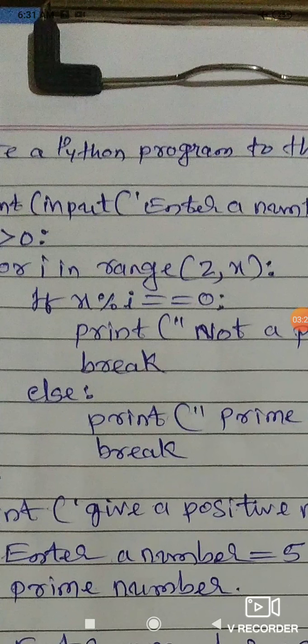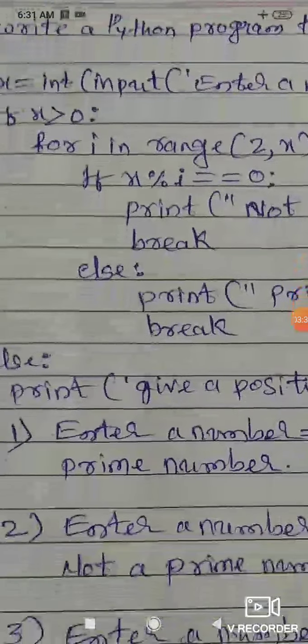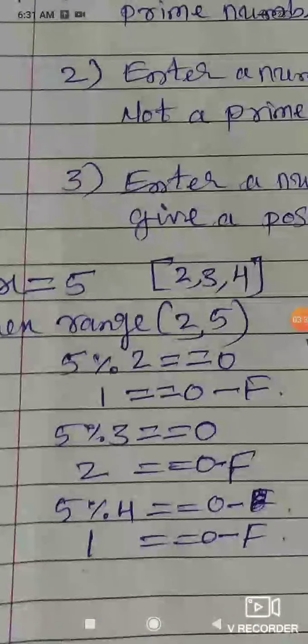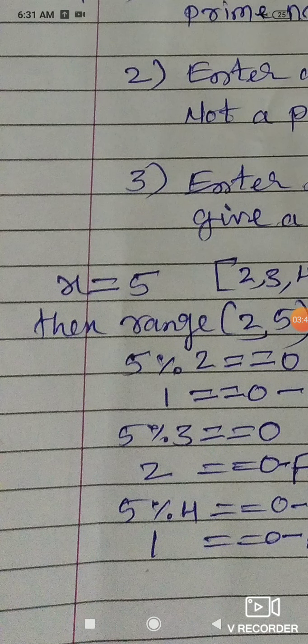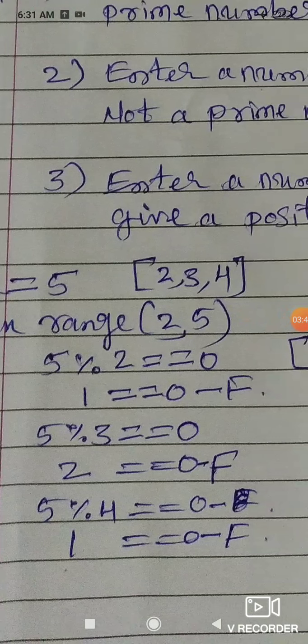If x mod i is equal to 0. I will explain this here. x is 5, and the range function is 2 comma 5. What is the definition of the range function? Here it has 2 parameters, 2 comma 5. One more parameter can be written, which I will explain another time. Now I will concentrate only on this range 2 comma 5.